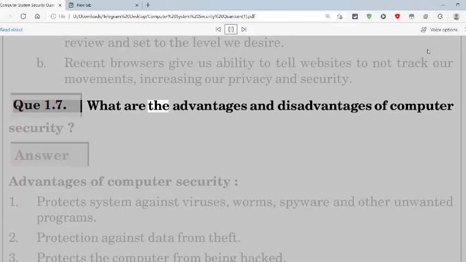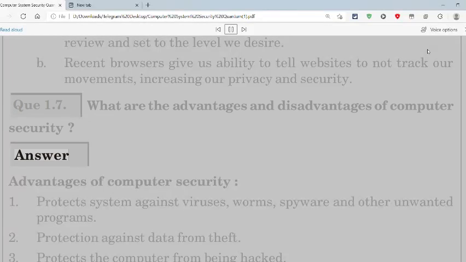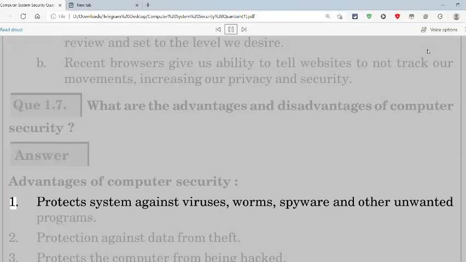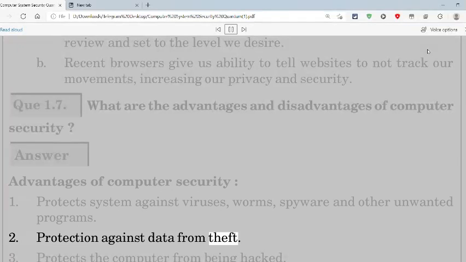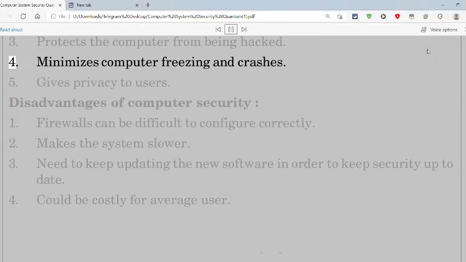K1.7. What are the advantages and disadvantages of computer security? Answer. Advantages of computer security. 1. Protect system against viruses, worms, spyware, and other unwanted programs. 2. Protection against data theft. 3. Protects the computer from being hacked. 4. Minimizes computer freezing and crashes. 5. Gives privacy to users.